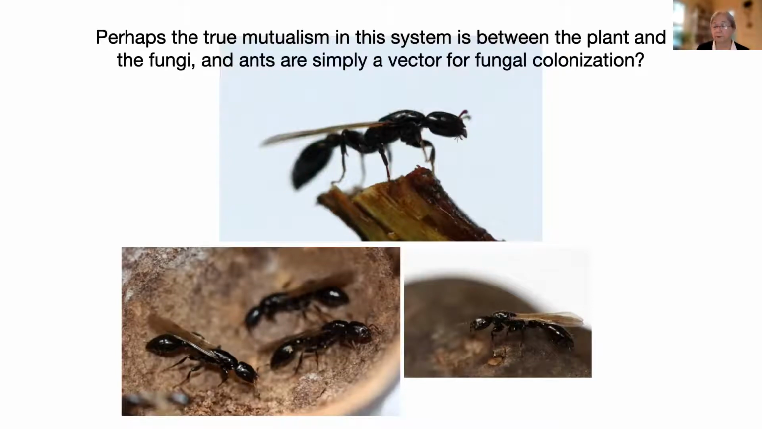So we got very interested in this, especially with pensigi, because you sort of wonder, how is this one an associate? It doesn't seem to protect the tree very much. It hardly ever seems to be out there eating. It doesn't attack herbivores, but maybe it's a very good vector.